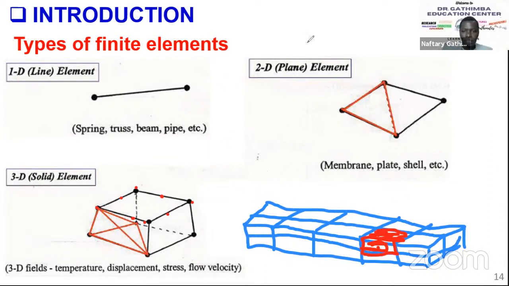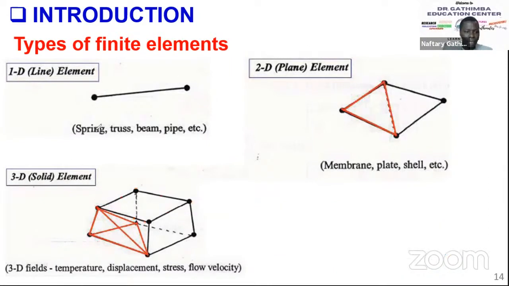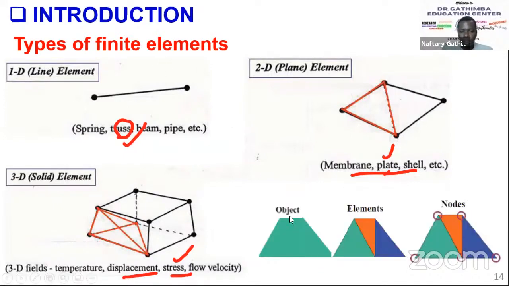Now, we have seen the different types of finite element and the application. For example, this one is a truss, this one in structural analysis, plate and shells and membrane in structural analysis, and in 3D, displacement, stress in structural analysis. So we are going to see how to create these different elements. Of course, for manual calculation, maybe for 1D and 2D, but now when you go to software, we go to 3D. All right? So you can see we have an object. We subdivide it or we discretize it using the element. So you can be able to see the element. These are 2D elements and the nodes are shown.